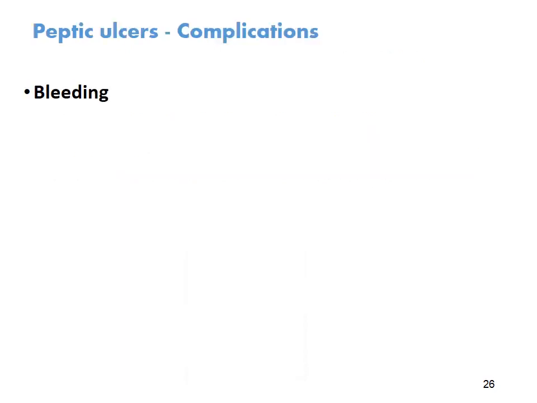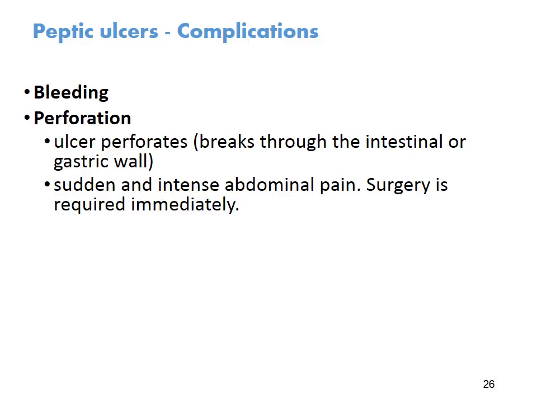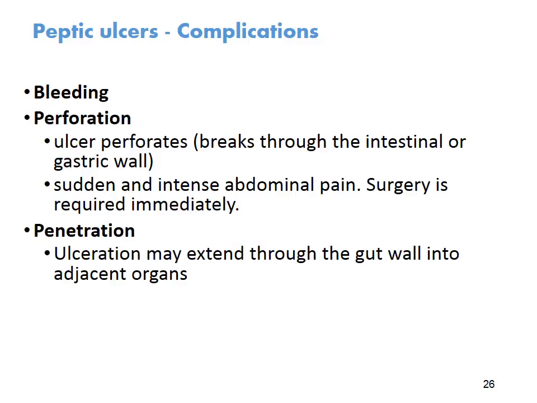If left untreated, peptic ulcers can result in serious complications. One complication is bleeding. If the ulcer erodes through the stomach wall, it can cause perforation when the stomach contents leak out into the abdominal cavity. If this happens, it causes sudden and intense abdominal pain. Perforation is a medical emergency requiring immediate surgery. Sometimes the ulcer may erode through the stomach wall into an adjacent organ. This is called penetration.